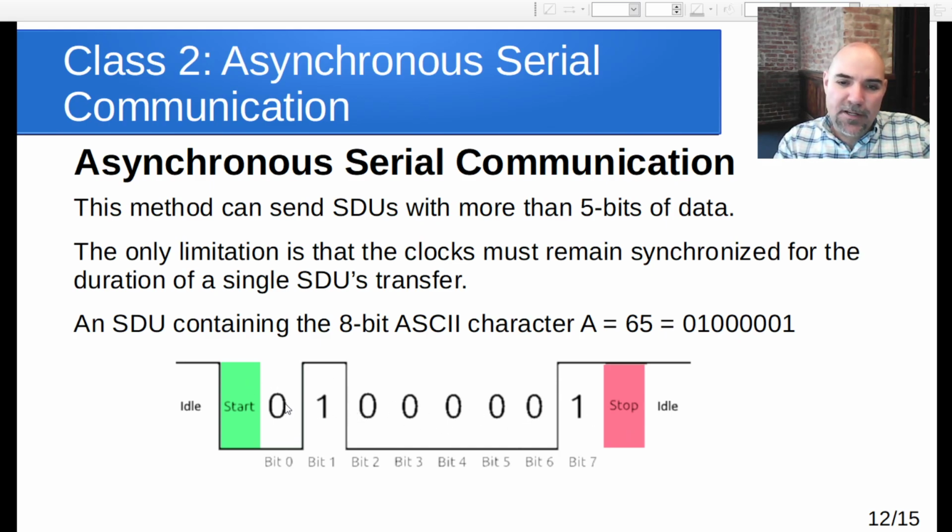This should be a 1 here. That should be a 0 here. Actually, let me go ahead and fix that. I'm going to fix it and be right back. Hold on one second.